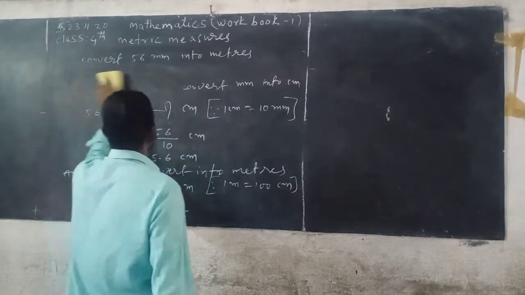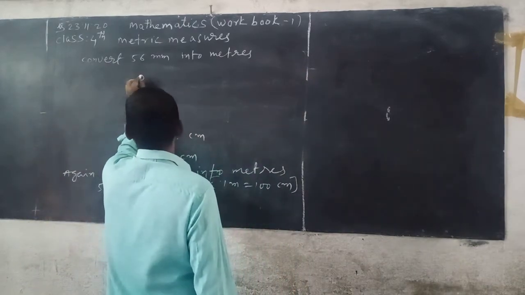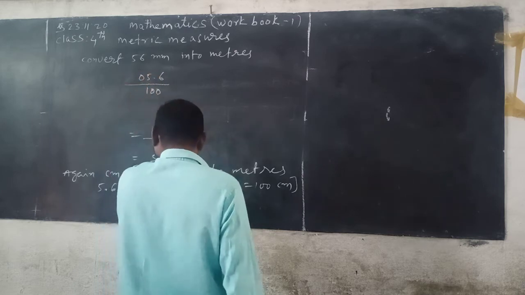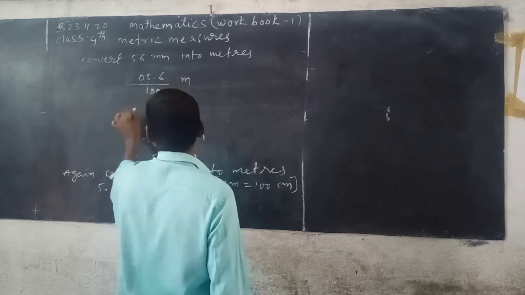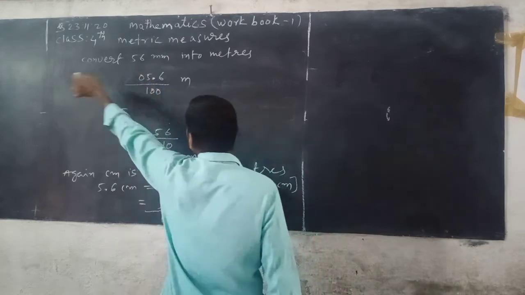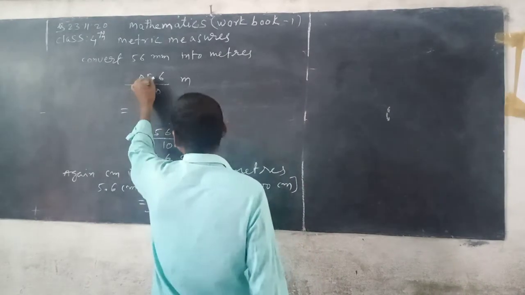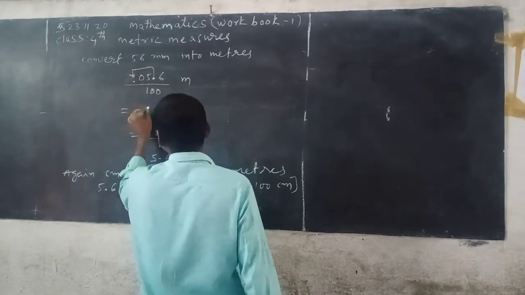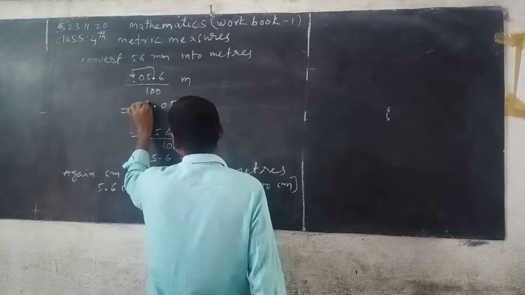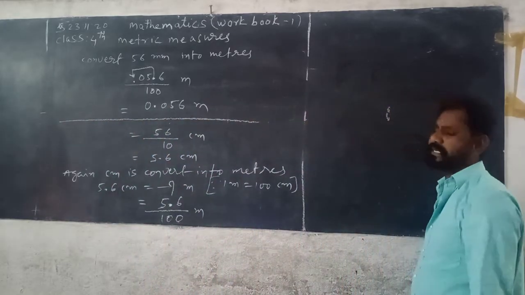Listen carefully everybody. Here you can write 5.6 by 100 meters. This is the point where it is located after 5. This point is moved towards the left side 2 places. Means you can write this point located here. Means 0.056. Before the point there is no number, means internally it has 0. So the answer is 0.056 meters.